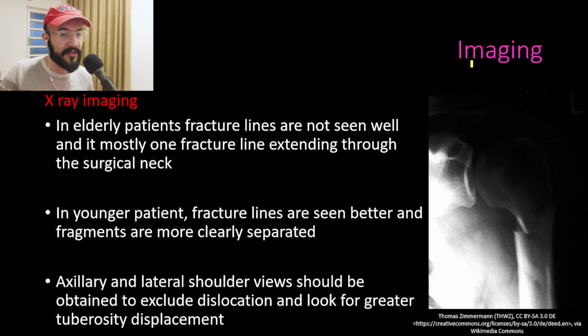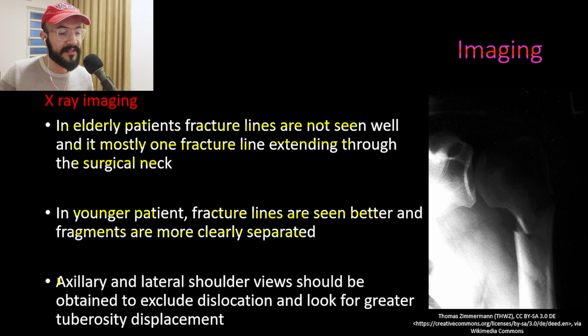Now let's talk about the imaging in these injuries. So the AP, lateral, and axillary views of the X-rays are ordered, and in elderly patients, the fracture lines are not seen well, and it's mostly one fracture line extending through the surgical neck. But in younger patients, the fracture lines are seen better and the fragments are more clearly separated.